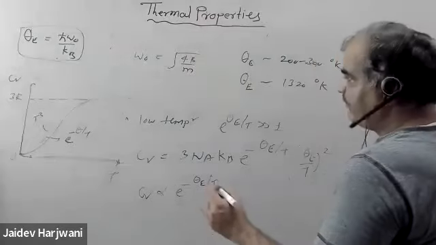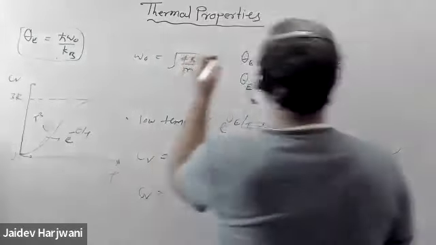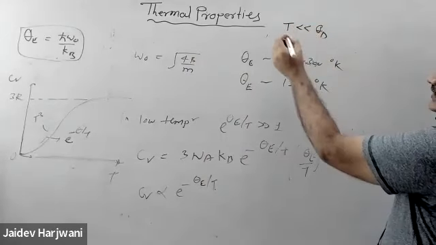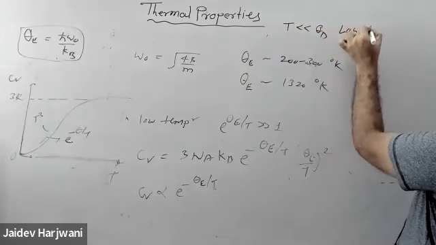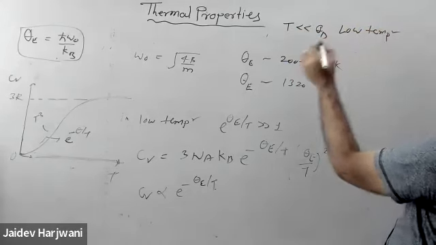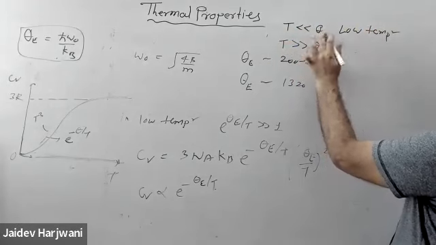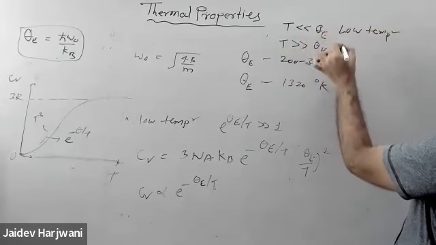So when I say low temperature, low temperature means what? When your T is less than theta E. When I say high temperature, then your T should be greater than theta E. This is your high temperature.